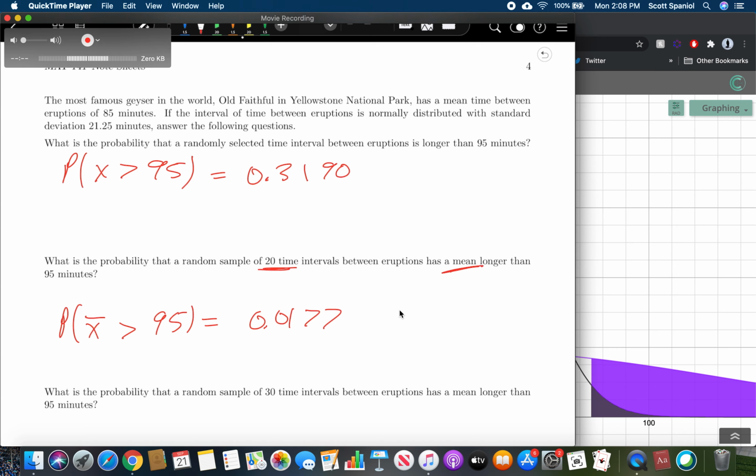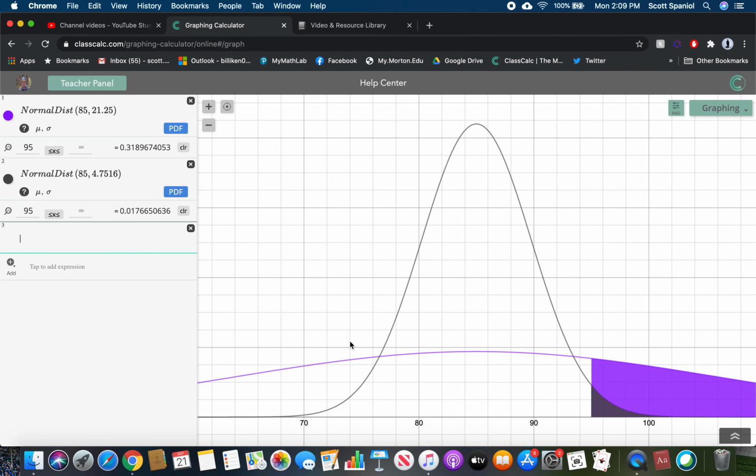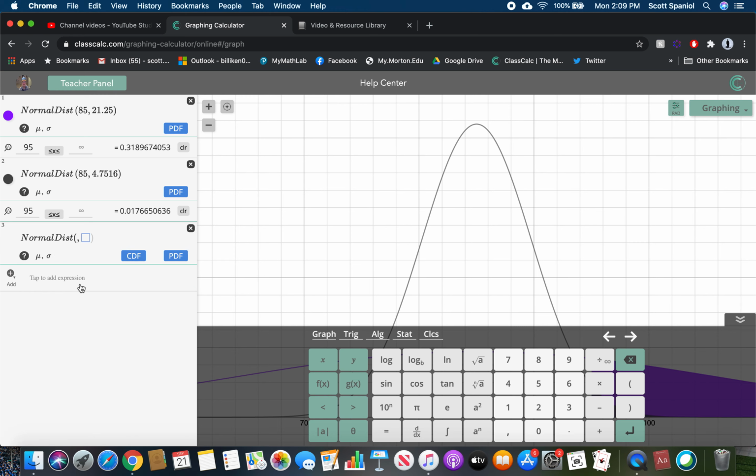Okay, so what would you expect to happen if we increase the number of time intervals to 30 instead of 20? So if we want to do the probability of x bar is greater than 95, but now we want to have our sample size get bigger. Well, let's try that. So we've got our normal distribution again. This time 85 is still right, but now we're going to do 21.25 divided by the square root of 30, which is 3.8797.